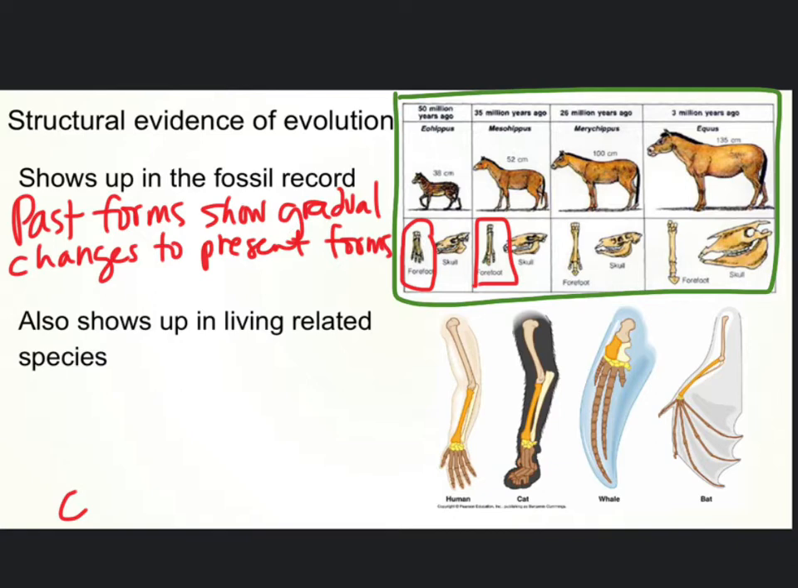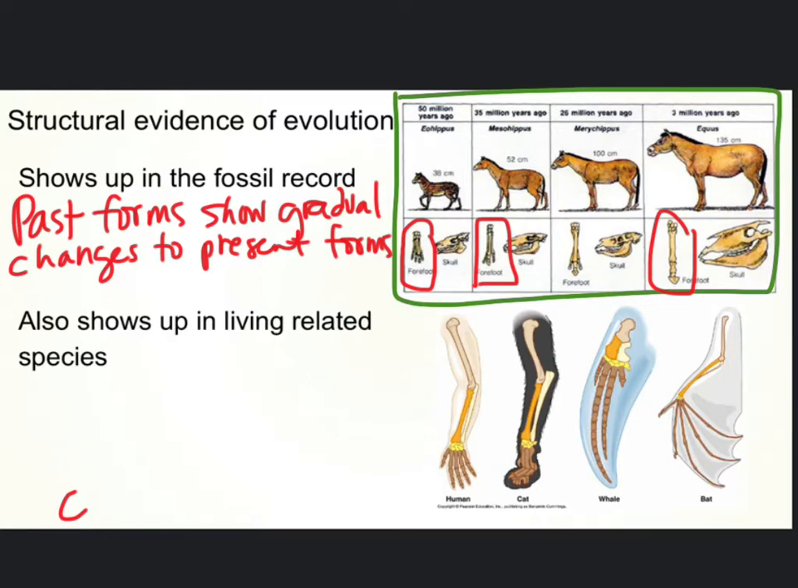Until we get to the modern horse, about 3 million years ago, we see our first modern horses, and they've got one fused bone down there. It used to be a bunch of little bones, but you have mutations, you have variation, and eventually we get to something that has a fused bone. Now, structural evidence also shows up in living things.